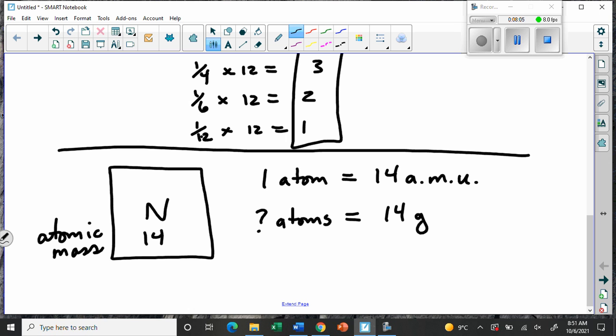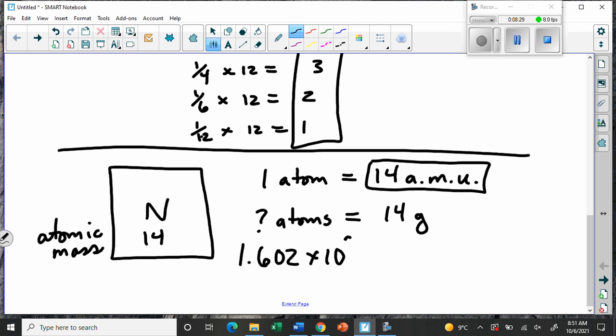So one atom is 14 tiny little units, but you should be able to get a whole bunch of them, and that would come out to 14 grams, which is something we can measure on a scale in the lab. We can measure grams. So he wondered, how many would that be? And it turns out that you need this many, 6.02 times 10 to the 23 atoms. And that would be then 14 grams of nitrogen.